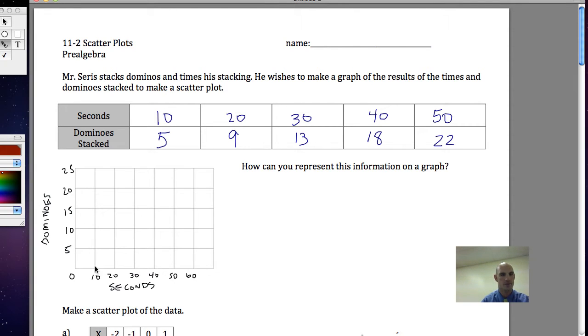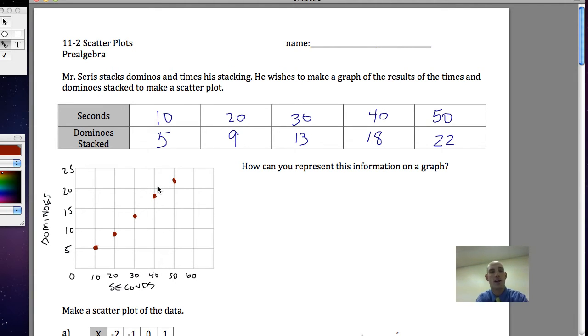At 10 seconds, I was at 5 dominoes, and so I'm going to put a point here. What about at 20 seconds? At 20 seconds, I was at 9 dominoes, so just under 10. At 30 seconds, I was at 13 dominoes, so that's about here. At 40 seconds, I was at 18 dominoes, so that's here. And at 50 seconds, I was at 22 dominoes.